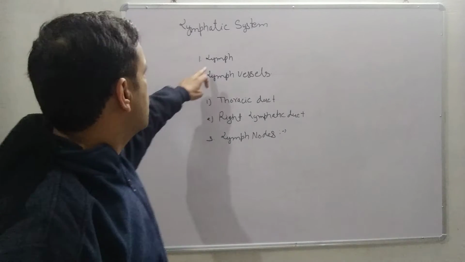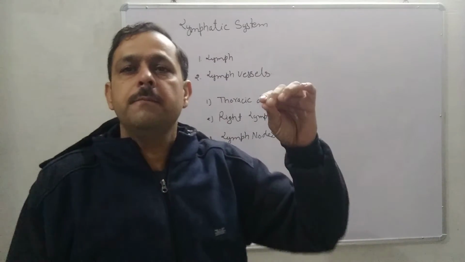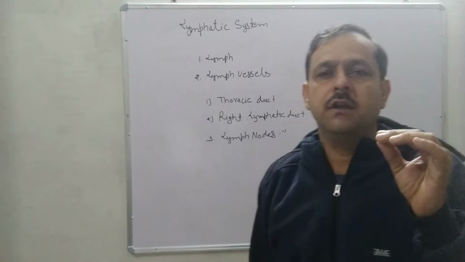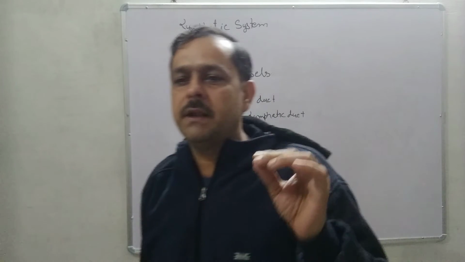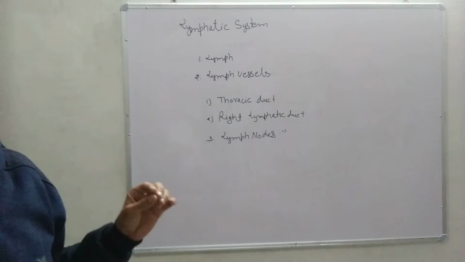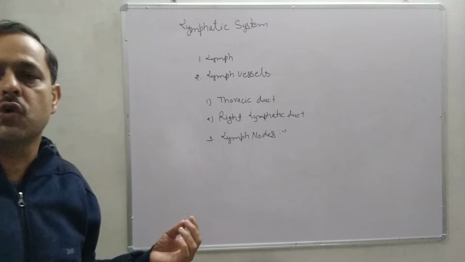So first of all, what is lymph? Lymph flows in the lymphatic system as fluid from the capillaries due to pressure. Blood is filtered, and then the filtrate is known as lymph.